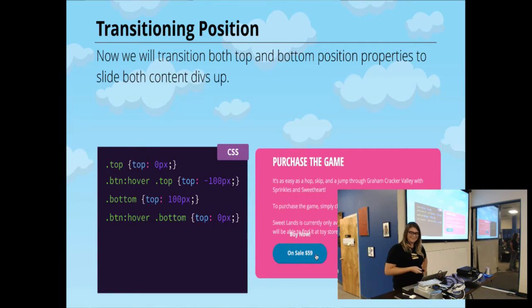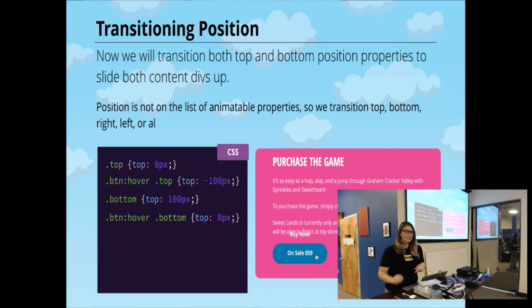So currently right now, we have the normal state, the initial state, and the hover state. But now we need to actually add some transitions.